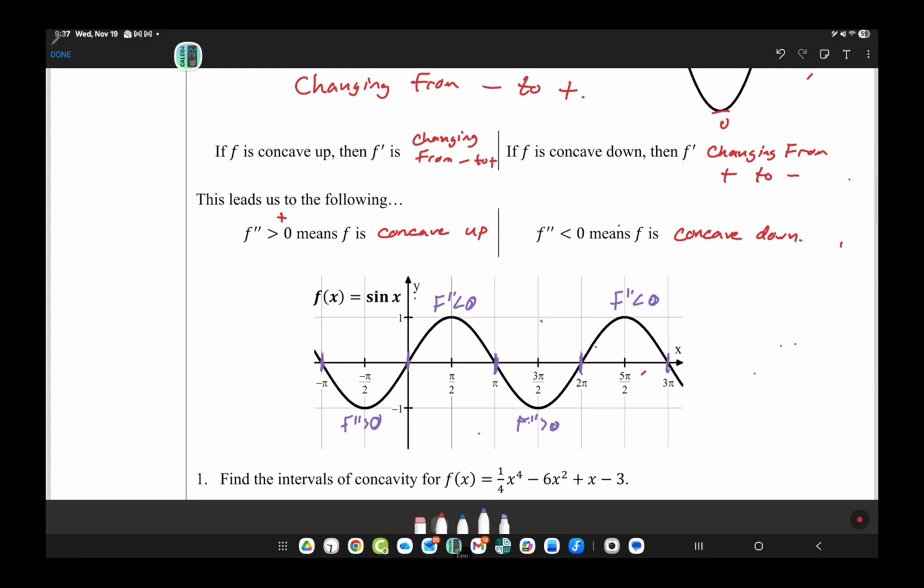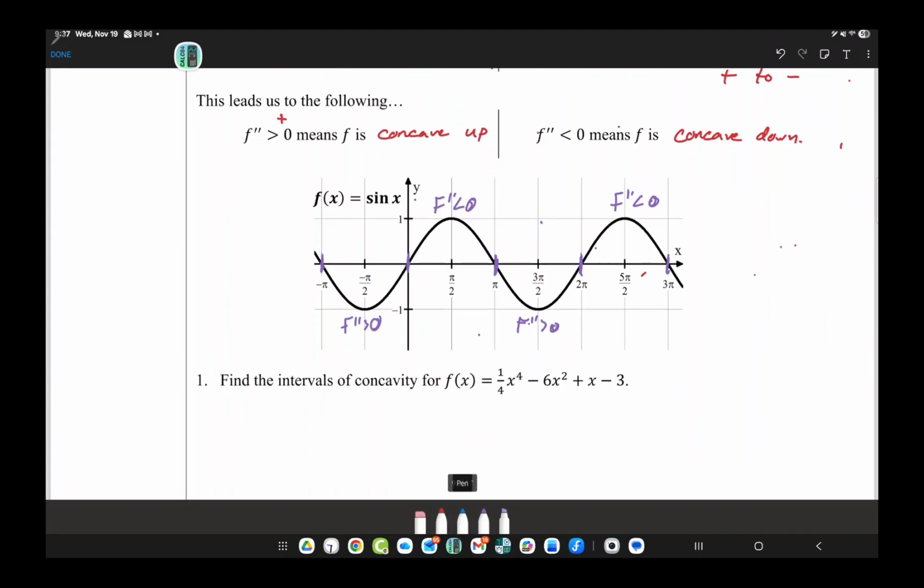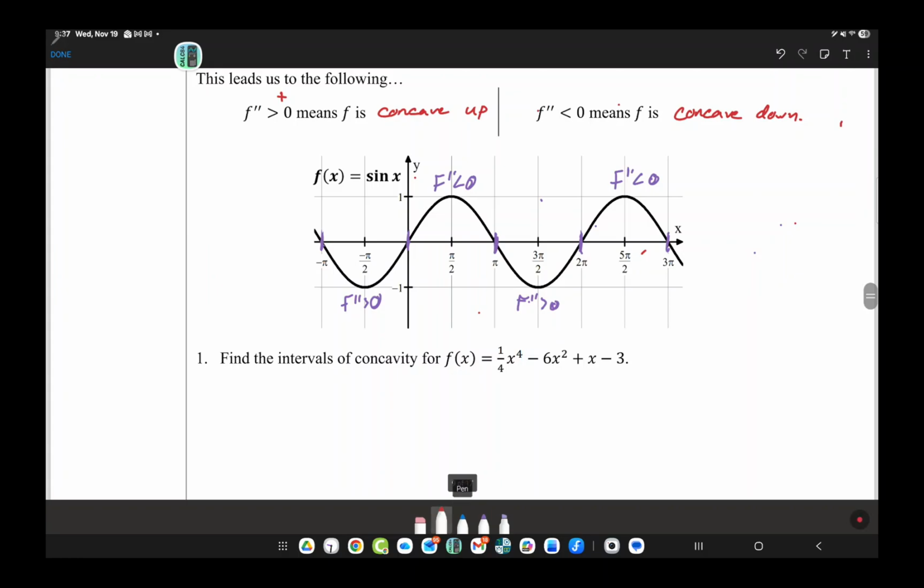Now, these points right here, where it changes from concave up to concave down, these are what's called points of inflection. They're at the bottom of your page there. I just figured we'd go ahead and bring them up. So, points of inflection are where it changes from concave up to concave down.